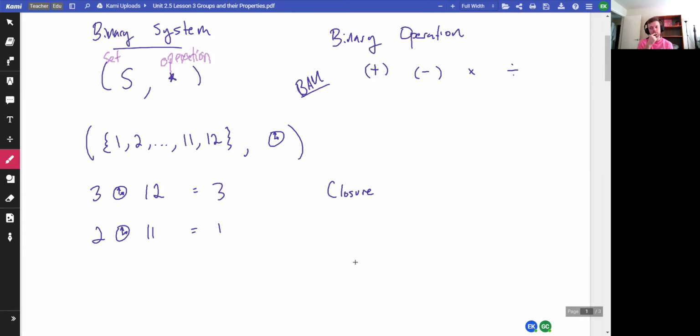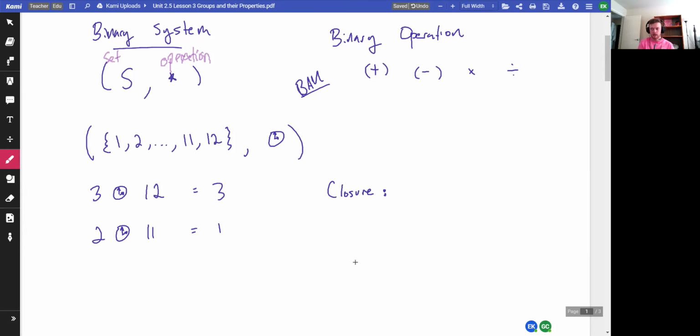So is clock arithmetic closed? Does it have closure? I think so. As we go around, if you do 2 plus 11, you get 13, right? But with our clock arithmetic, we don't get 13, we get 1, because we looped back, which is in the set.